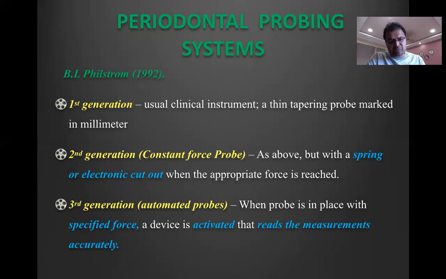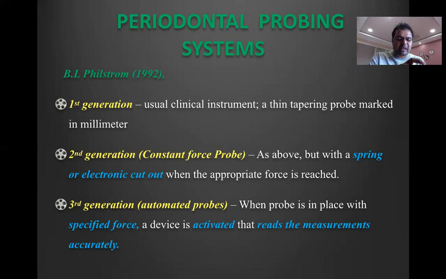The second generation probe was a bit more modification. What they did now was that the probing force by a PG, you, or by me is going to be different, so they altered this probing force. It's very simple. They put a spring or a pressure gauge in, so that when you insert this probe, unless the two marks on the probe match, or there is an electronic cutout, it gives a beep, indicating that you're exceeding the force.